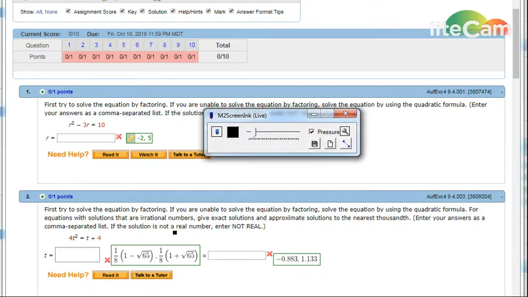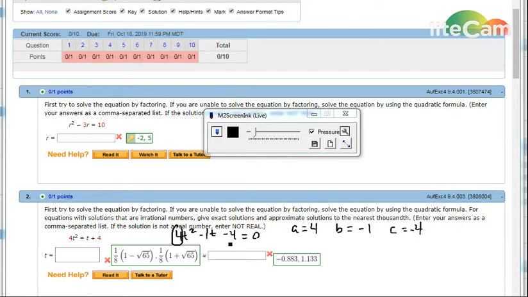So rearranging the equation again, 4t squared minus t minus 4 equals 0. So a is equal to 4, b is equal to negative 1, and c is equal to negative 4. The coefficients in front of each one of these are 4, negative 1, and negative 4. Okay, so the quadratic formula says negative b plus or minus the square root of b squared minus 4a times c, all over 2 times a.